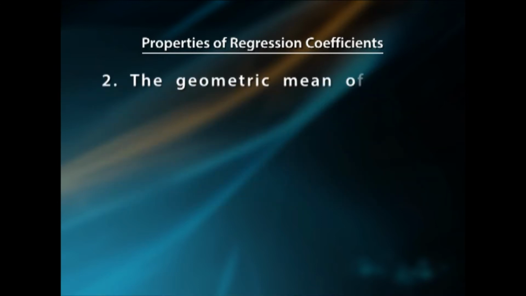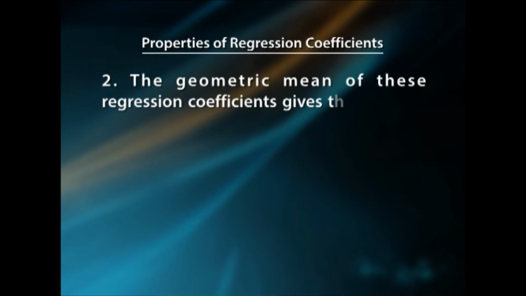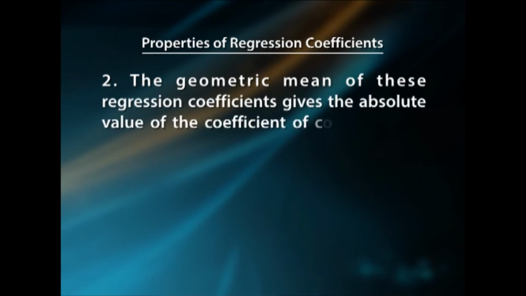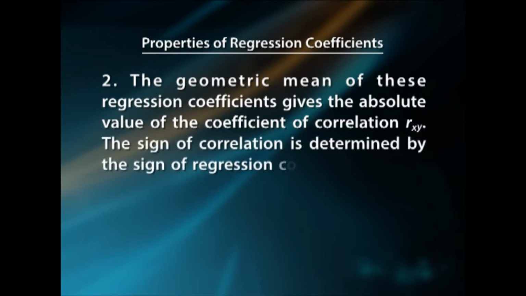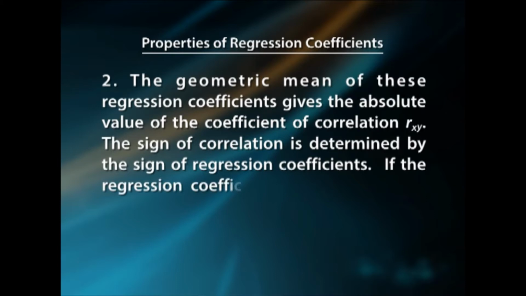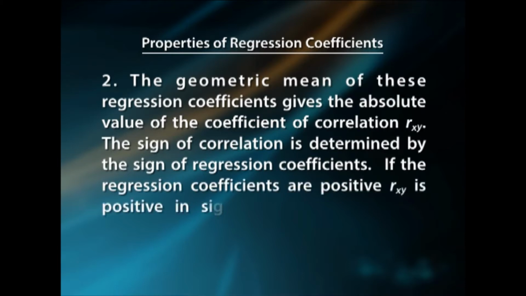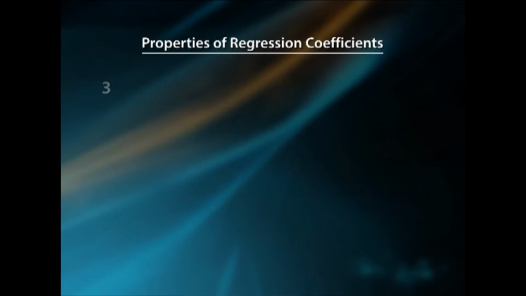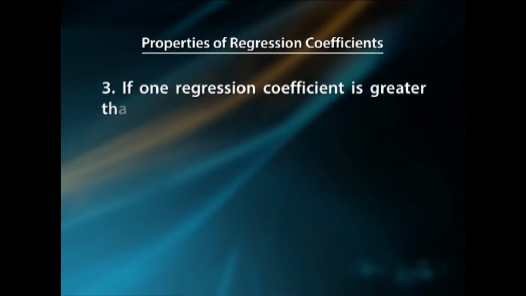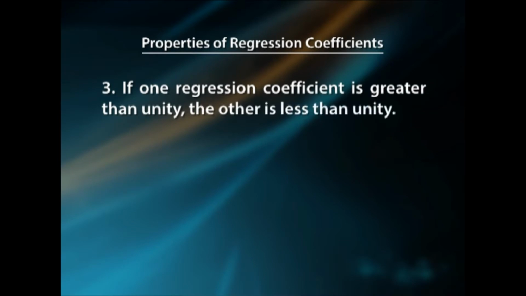2. The geometric mean of these regression coefficients gives the absolute value of the coefficient of correlation Rxy. The sign of correlation is determined by the sign of regression coefficients. If the regression coefficients are positive, Rxy is positive in sign, and if regression coefficients are negative, Rxy is negative in sign. 3. If one regression coefficient is greater than unity, the other is less than unity.